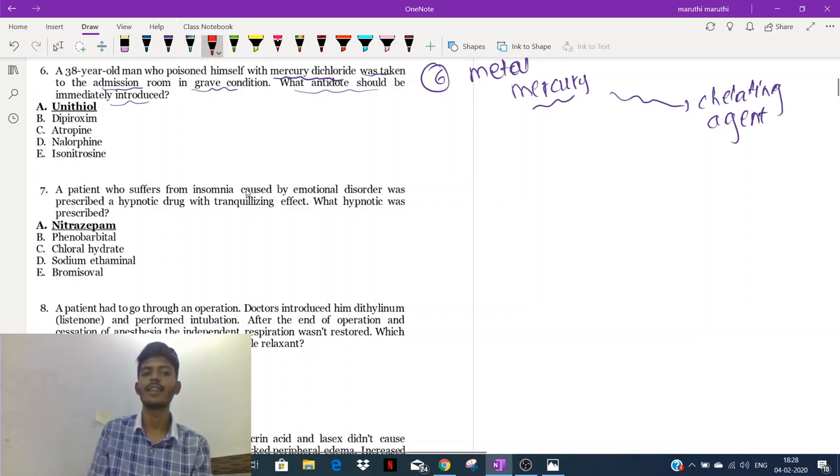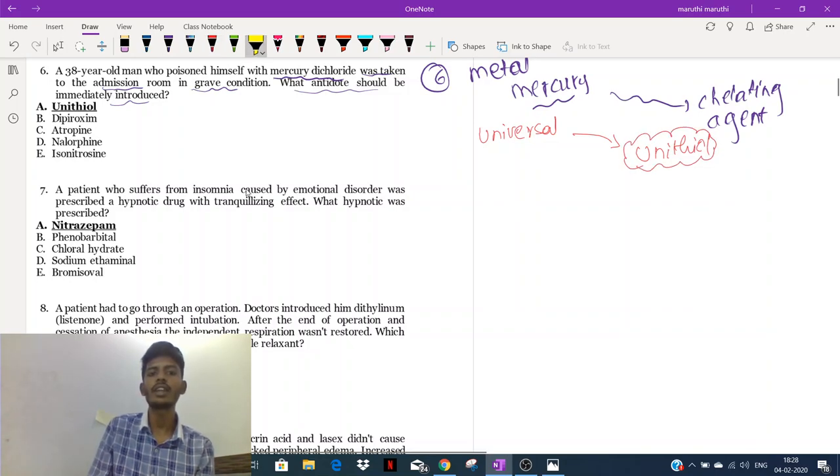But one thing is that the universal chelating agent, the drug will be unithiol. So unithiol is what? Unithiol is an antidote or a universal chelating agent for the metals. Clear? But this rule will not always work.